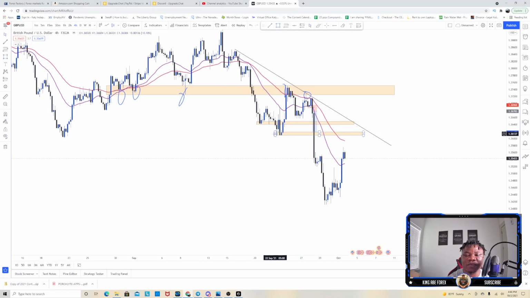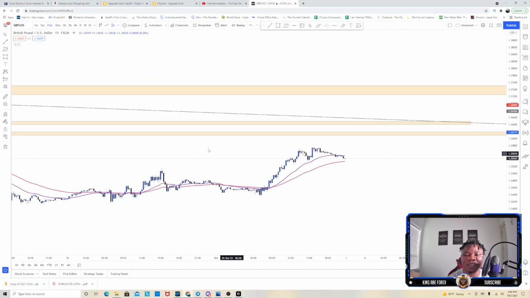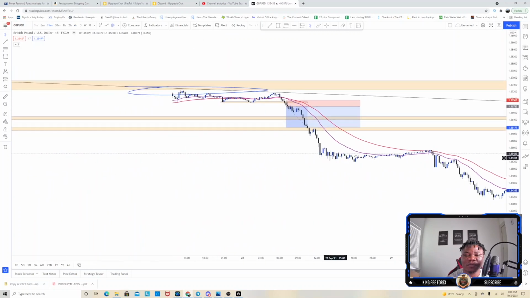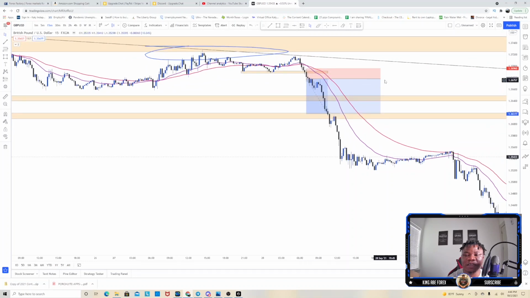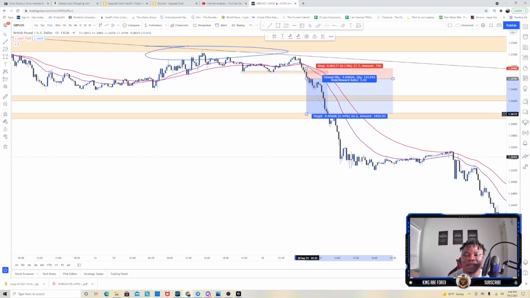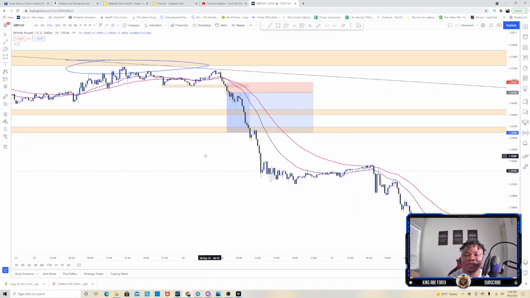Now that I have those two zones, all I got to do is go back to the 15-minute time frame, and I can just target this zone down here. We're looking at 69 pips right there.